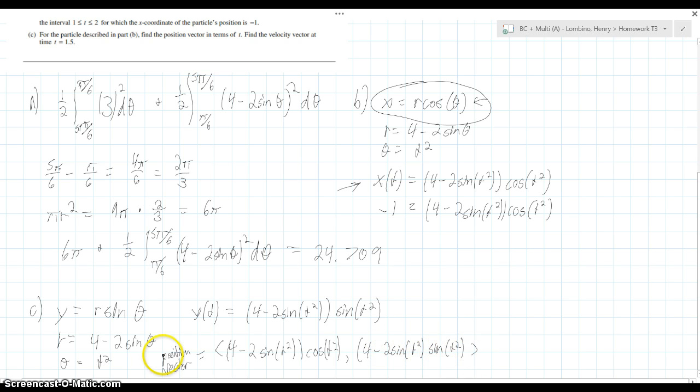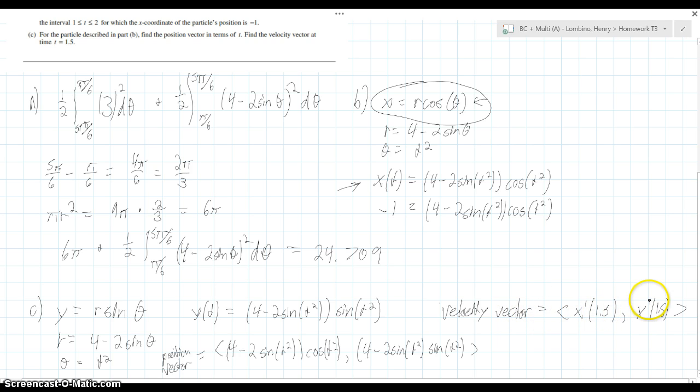All right, and now it asks for your velocity vector. The best way to do this is to just find what the velocity vector essentially is. The velocity vector is essentially going to be the derivative of x at 1.5, comma, the derivative of y at 1.5, and you're going to want to use your calculator to solve that.